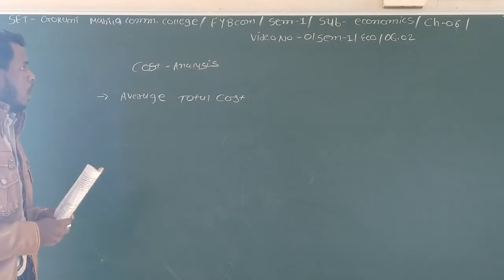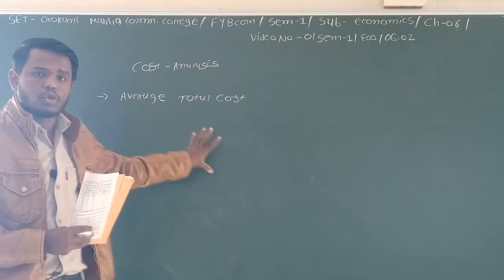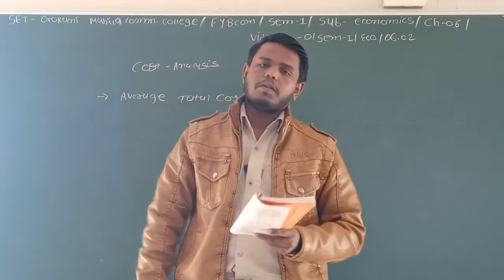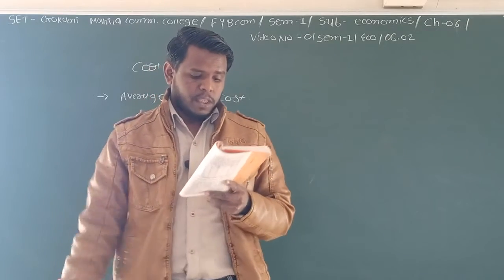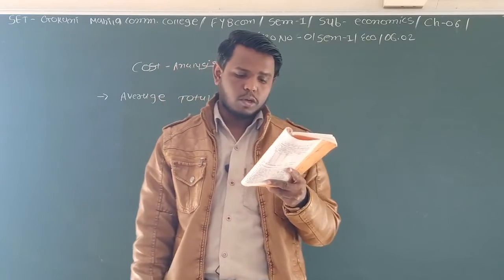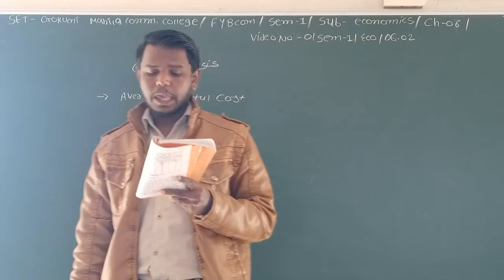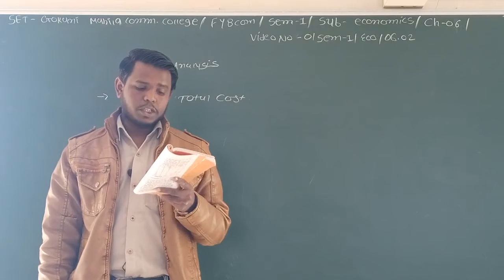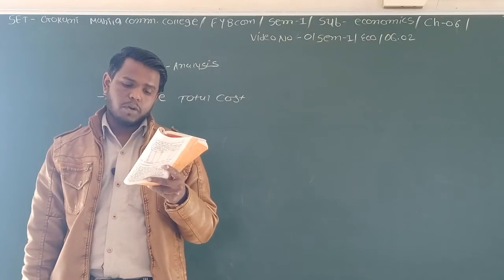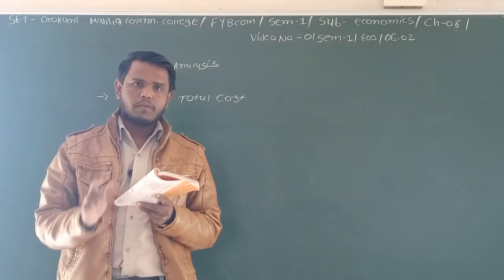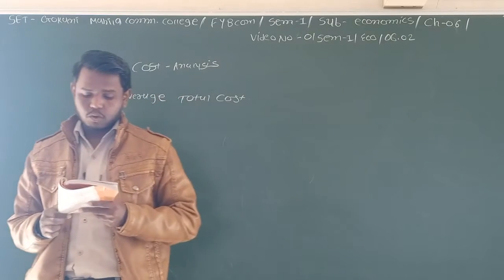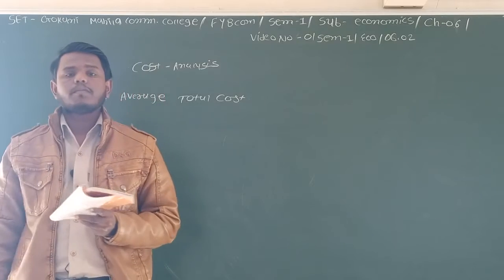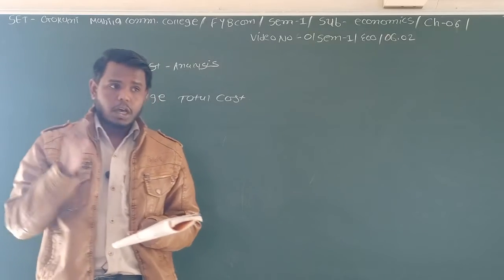Whenever you see average cost, it means average total cost. Average cost is also known as average total cost. So average total cost is the addition of average fixed cost and average variable cost. We shall now use the term average cost for average total cost. What is average total cost? It is the sum of average fixed cost and average variable cost, as we have just seen.